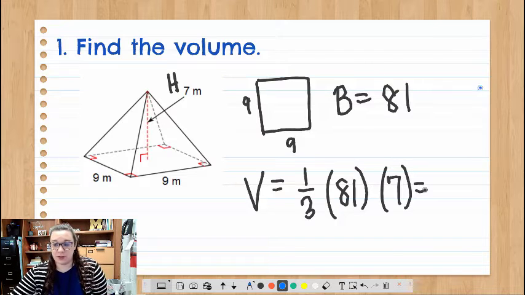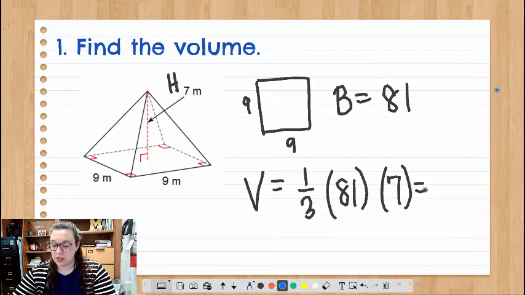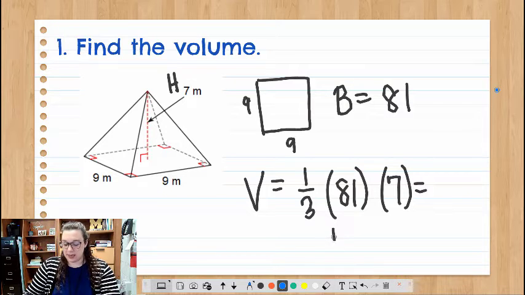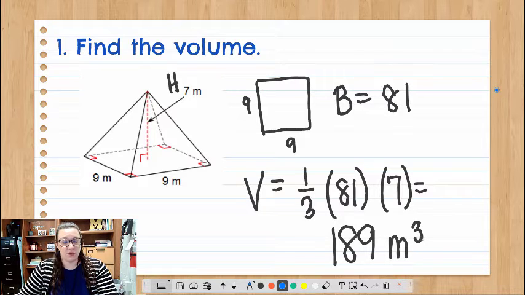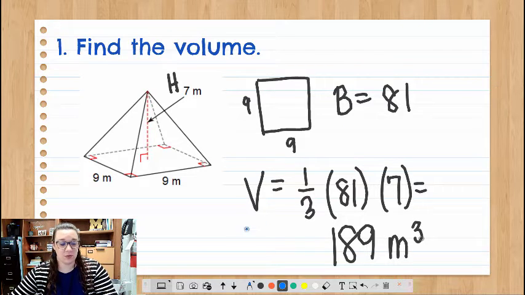In your calculator, you can do 1 divided by 3 for that piece. 1/3, 81. Whoa, I typed it in wrong after I said how to type it. 1/3 times 81 times 7. I got 189. And since we're talking volume, this is in cubic units, so meters cubed. I have 5 examples. That's the first one. Let's look at number 2.